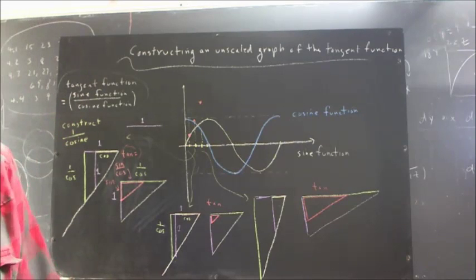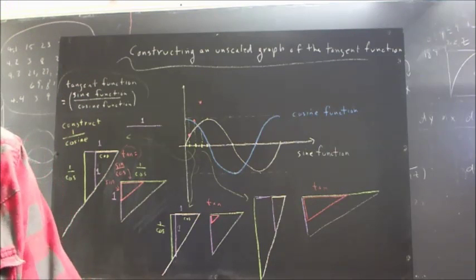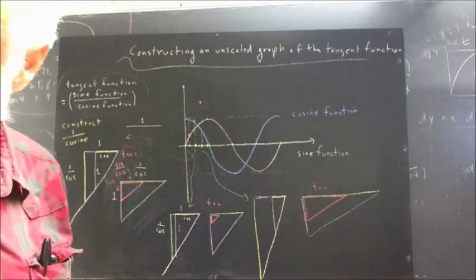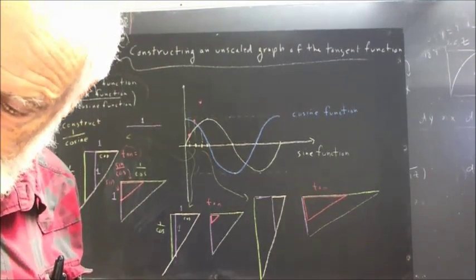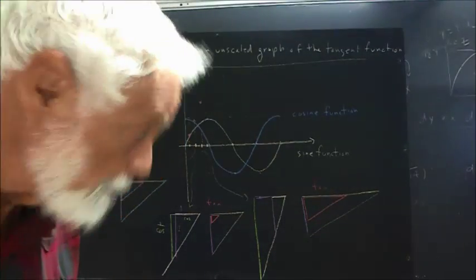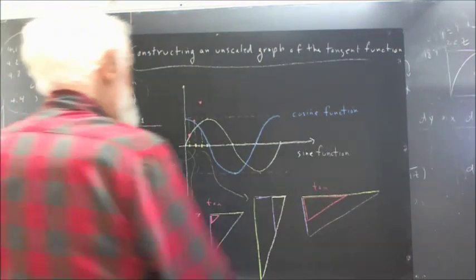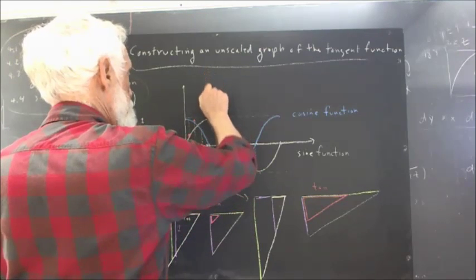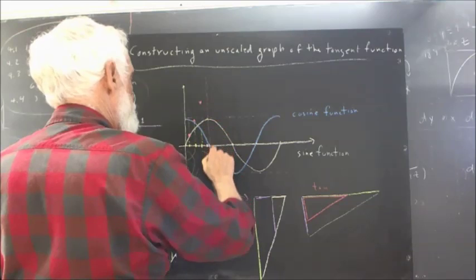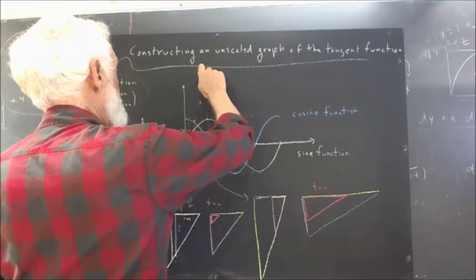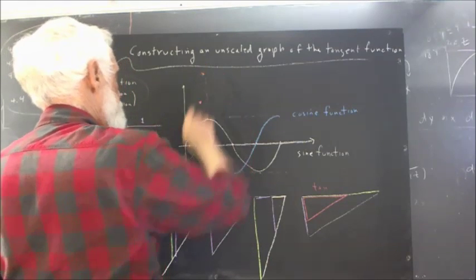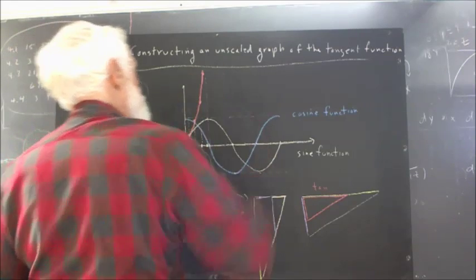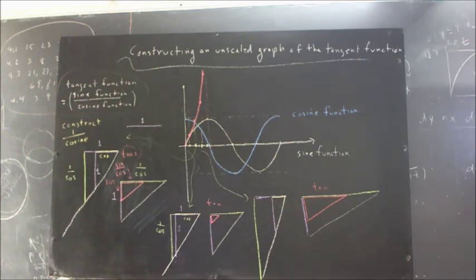Meaning that the graph, and I just lost my red chalk. Come on. Yeah, there's a nub. Okay, meaning that as we approach this point, or approach this vertical line, these values just take off like crazy. So the graph of the tangent function is going to look very much like this.